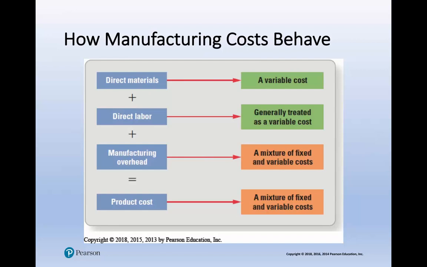Manufacturing overhead is generally a mixture of fixed and variable. For our indirect materials, we might be using more as we make more, and less as we make less. But there are certain things that fall under our manufacturing overhead, like our rent, our utilities, the supervisor's salary, that are going to be fixed in nature. So altogether, our product cost is going to be a mixture of the variable costs of our materials and labor and the fixed costs of our manufacturing overhead.